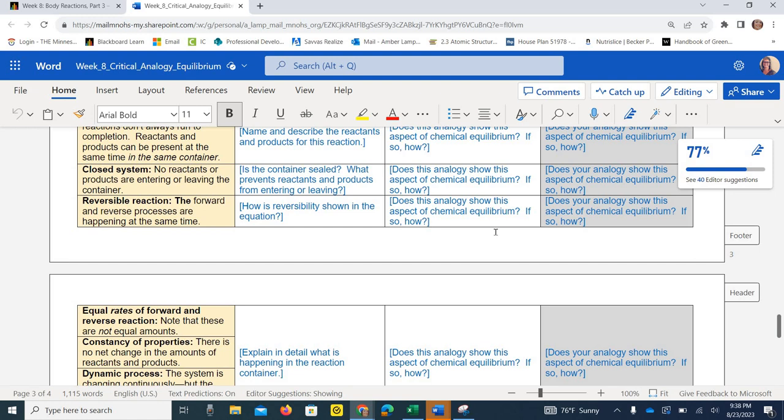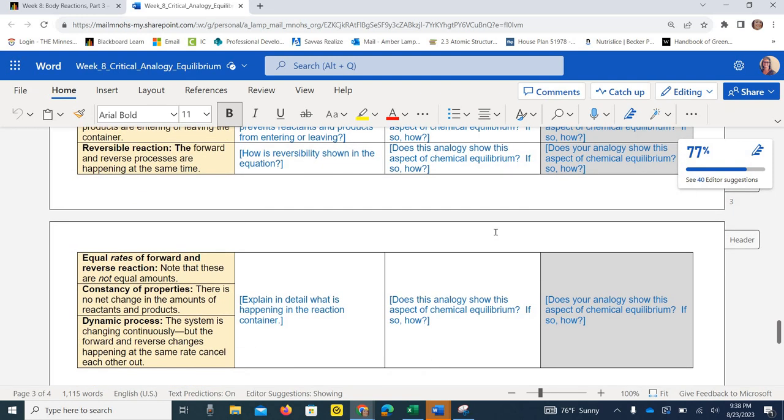Okay. Next one is reversible reaction, meaning the forward and reverse processes are happening at the same time. And I can see that when I'm dealing with an escalator because I have one going up and one going down. Again, if my first level is my reactants and my second level is my products, I have people going up towards products and people going back towards reactants. So I do have a reverse reaction taking place within that analogy.